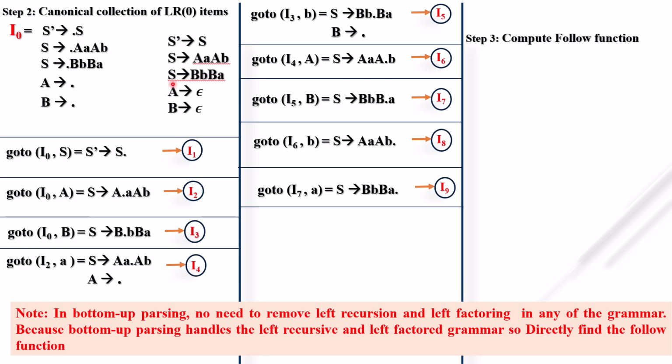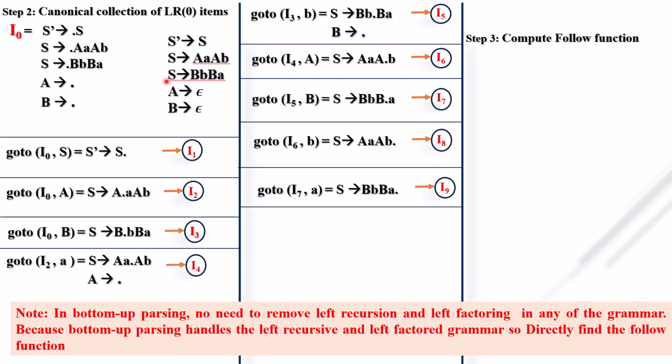हमारे पास ग्रामर क्या था, ओरिजिनल ग्रामर दिस वन, S tends to S-AaAB, S tends to S-BbBa, A tends to null, B tends to null. ओके, तो हमें फॉलो फंक्शन अगर फाइंड आउट करना है तो आपको पता होगा हमने ये ऑलरेडी टॉप डाउन पार्सिंग में किया है. कितने नॉन टर्मिनल्स के फाइंड आउट करने होंगे, एक तो S, एक A एंड एक B.